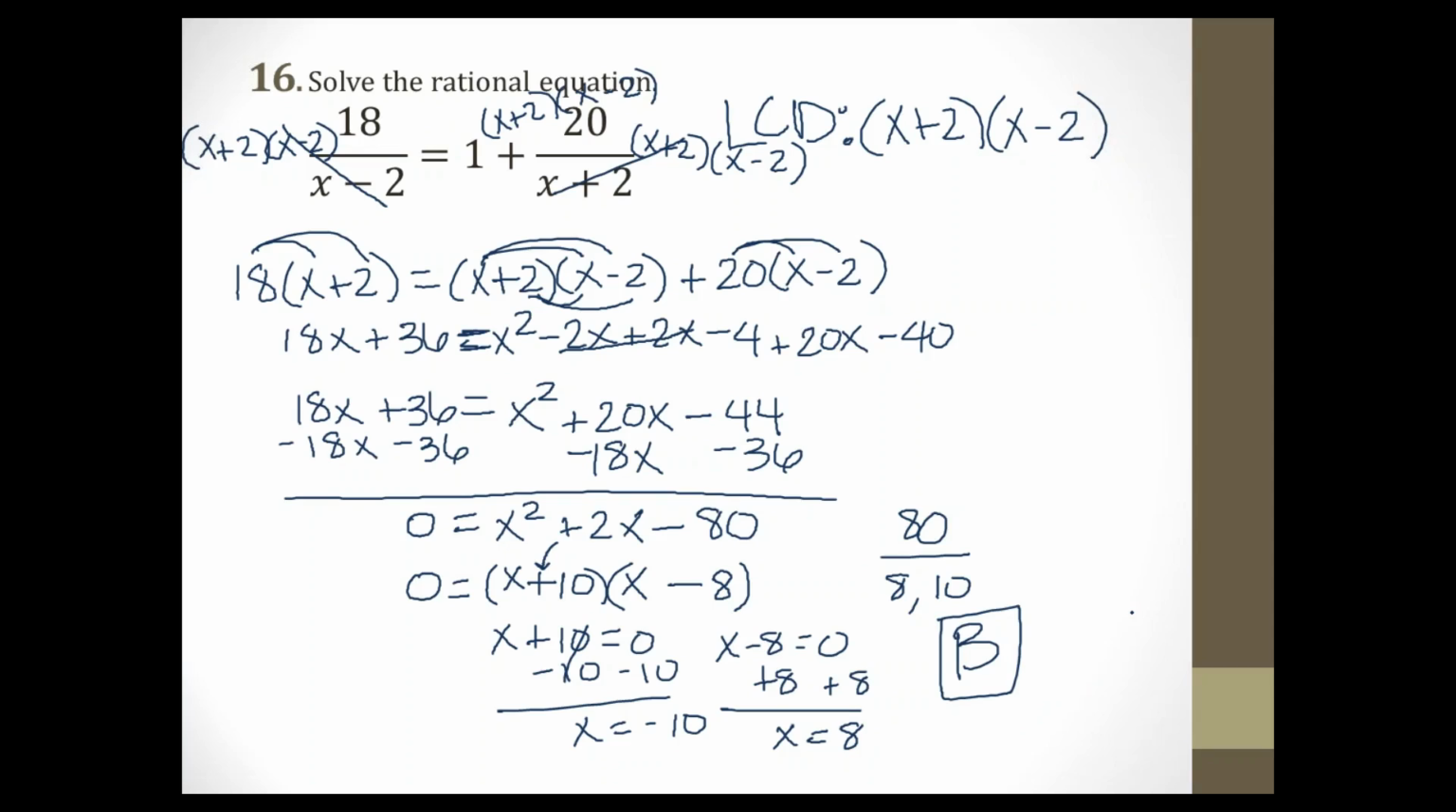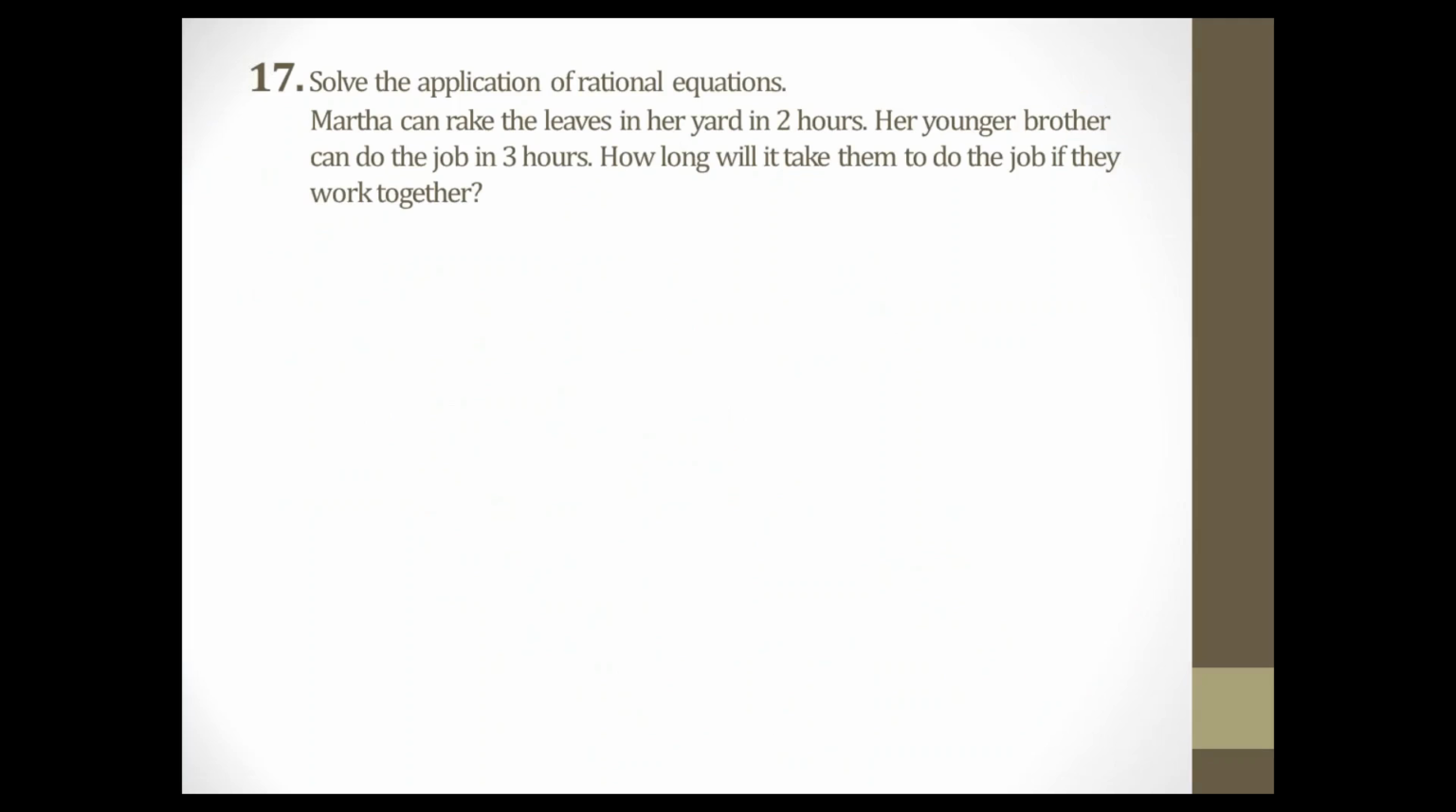Okay, so number 17, solve the application of rational equations. So Martha can rake the leaves in her yard for 2 hours. Her younger brother can do the job in 3 hours. How long will it take them to do the job if they work together?